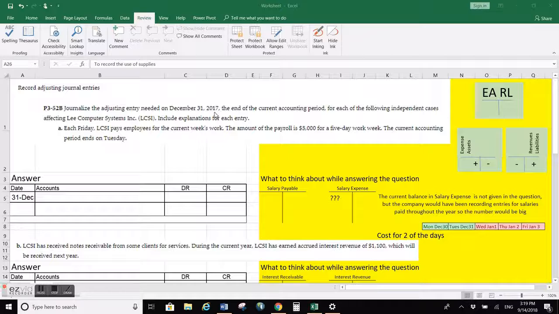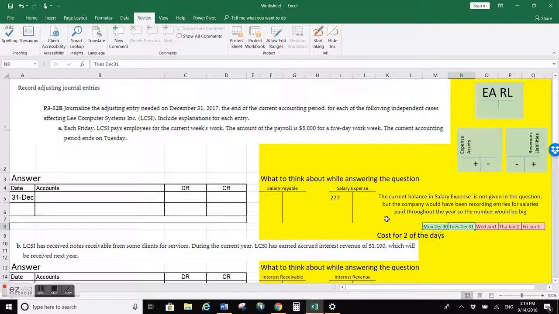Okay, so here we go. The first question is that each Friday, our company pays employees for the current work week. The amount of payroll is $5,000 for a 5-day work week. The current accounting period ends on Tuesday. So if we think about this, Monday and Tuesday are in that 2017 time period. So what we need to do is make sure we capture what's used up. We used up our employees' time during 2017, those 2 days.